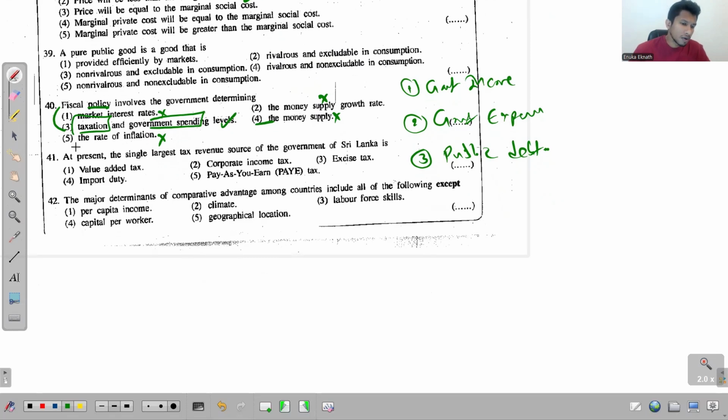Look at this question 41. At present, the single largest tax revenue source... Once again, the answer may not be relevant for your A level year, so I'm going to skip that one.